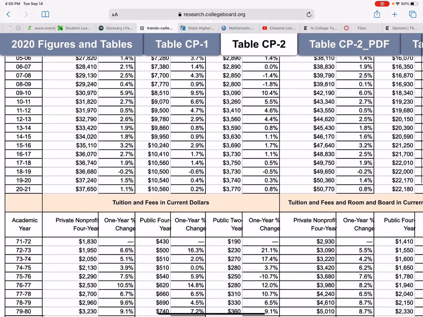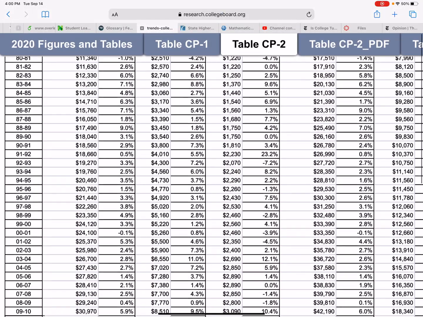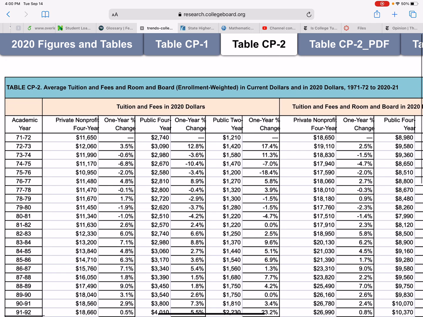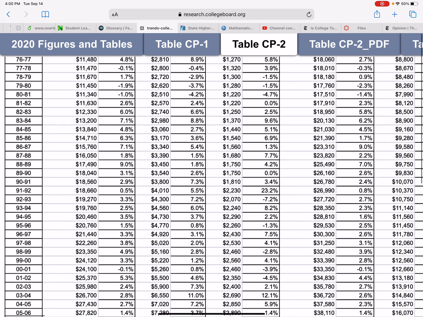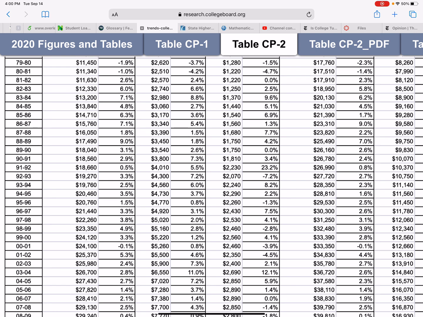Note that there is a second column down here. Don't do that. Do this. This is pricing in 2020 dollars. This is like, if we were paying today, this is how much we'd be paying. So this is effectively adjusted for inflation.